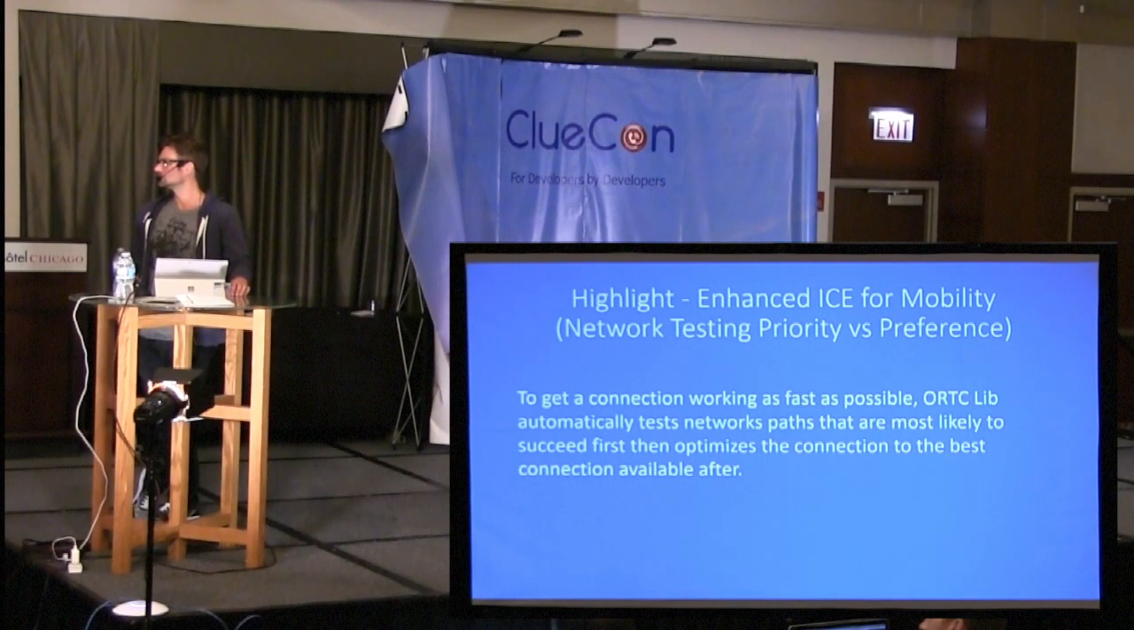Most people will gather their TURN candidates, hold back their local candidates, and give like a 3-second rule or something like that to get your TURN working, and then you try your local. Well, with ORTC, you don't need to do any of that. It already understands that logic, will automatically test and get your connection going as quickly as possible, then optimize out the least favorable and relay paths. So next slide.